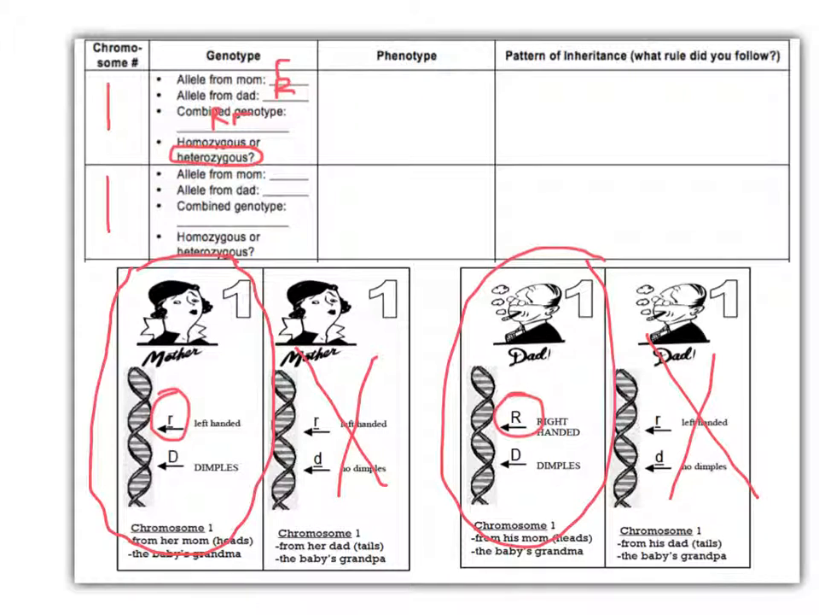So now you determine what is the phenotype. Remember, phenotype is a physical characteristic. So we have little r means left-handed, big R means right-handed. We know that big R is going to be the one that dominates, so our baby will be right-handed.